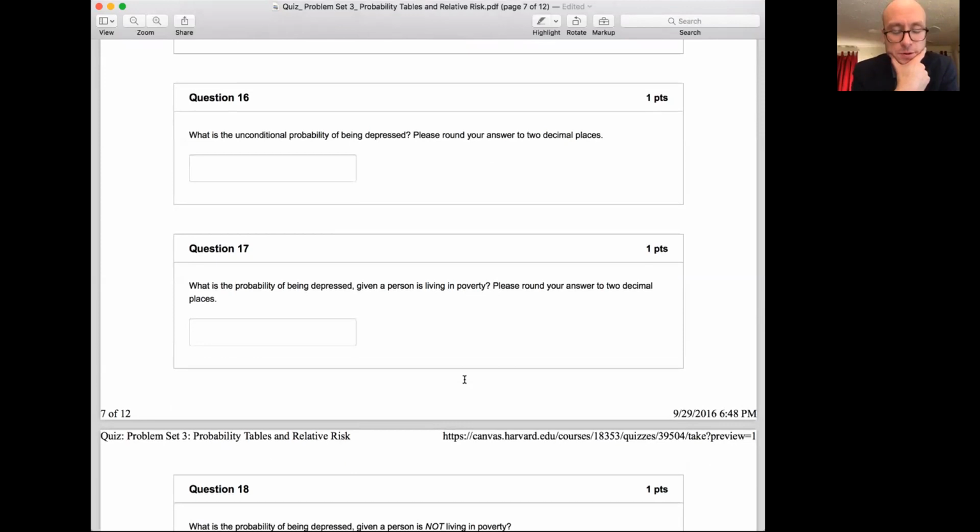What is the probability of being depressed given that a person is living in poverty? All right. Look at this phraseology. What is the probability of whatever given whatever else we want to know that splits the sample? So we could say, what is the probability of being depressed given that you're female? What's the probability of being depressed if you are over the age of 60? What's the probability of being depressed if you are a registered Republican?